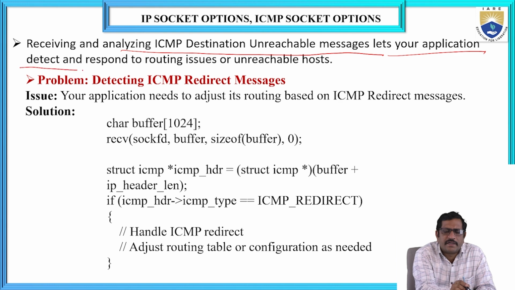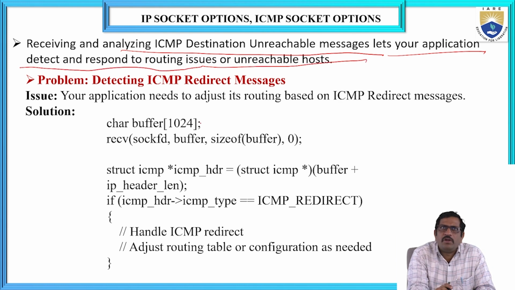So this detects and responds to the routing issues on an unreachable host. The problem is detecting ICMP redirect messages. That means here the issue is that the application needs to adjust its routing based on the ICMP redirect messages.